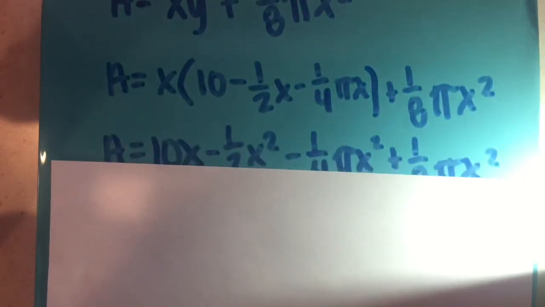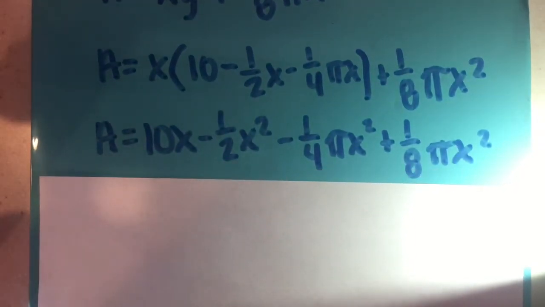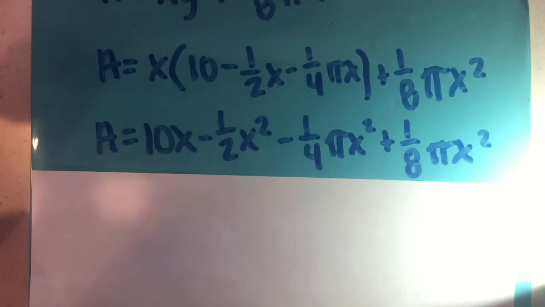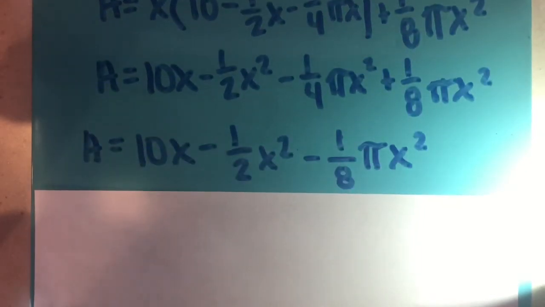This will give us the equation area equals x times 10 minus 1/2 x minus 1/4 pi x plus 1/8 pi x squared. Then we are going to distribute the x, which is going to give us area equals 10x minus 1/2 x squared minus 1/4 pi x squared plus 1/8 pi x squared. Next, we are going to combine our like terms with the negative 1/4 pi x squared and the 1/8 pi x squared, which is going to give us the equation area equals 10x minus 1/2 x squared minus 1/8 pi x squared.